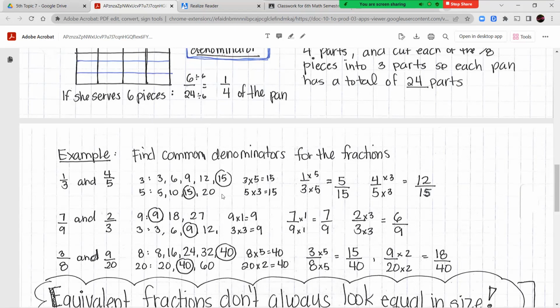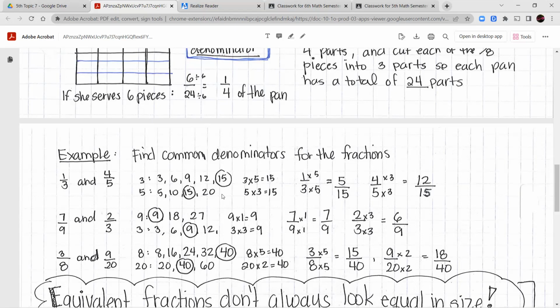So for the 1/3, in order for 3 to become 15, we multiply it by 5. So the 1/3, top and bottom, numerator and denominator, both get multiplied by 5. So 1/3 is equal to 5/15. Now for 5 to get to 15, we multiply by 3. So the 4/5, we're going to multiply numerator and denominator both by 3, which would give us 12/15. So those are our equivalent fractions with their common denominators.